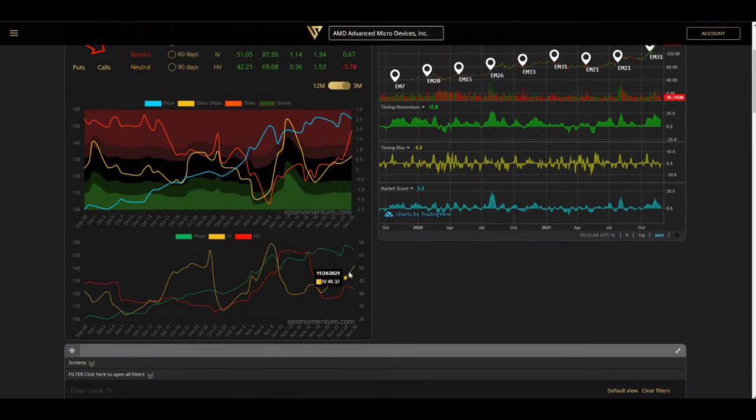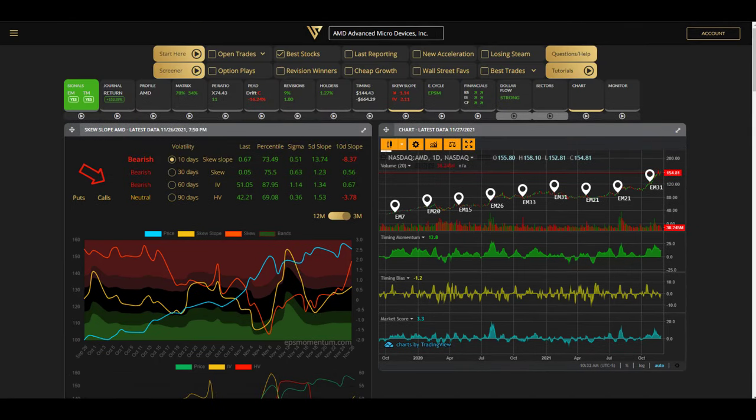Also, the implied vol and a historical vol here on a historical basis at the same time with price. So extremely useful to see if you need to buy or sell options. Again, very useful if you want to have options coupled with your stock strategy. Then we can go into the dollar flow.